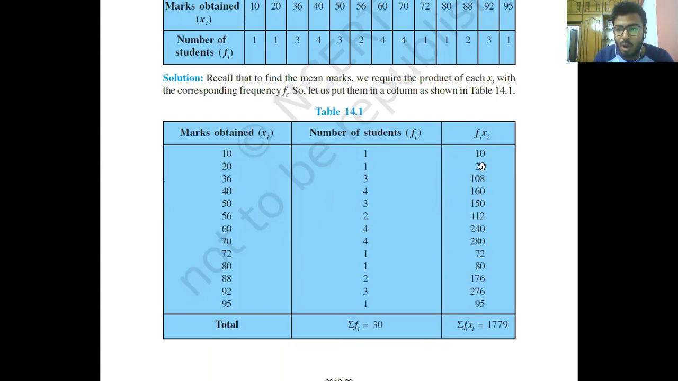Now we have to sum all this: 10 plus 20 plus 108, you can do the sum, and when you sum it, you get 1779. And the frequencies, the number of students, if you calculate the number of students, how many students are there?